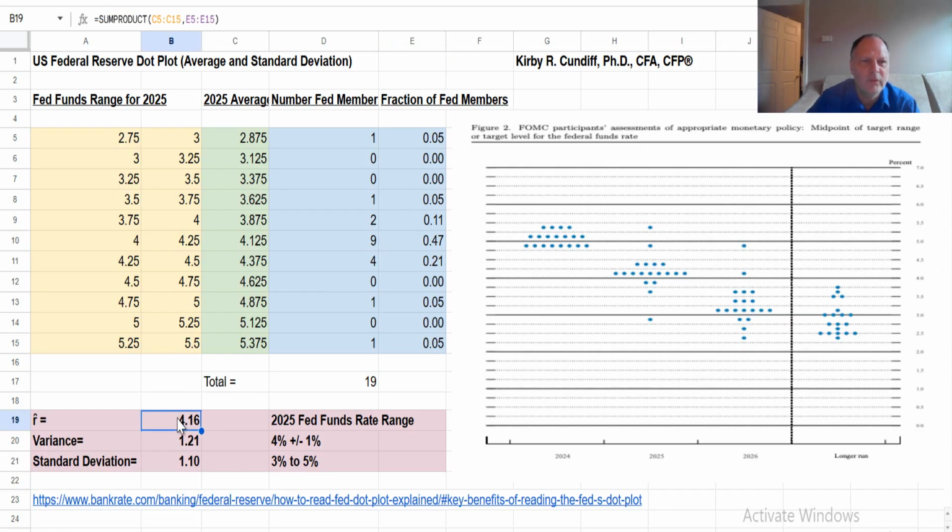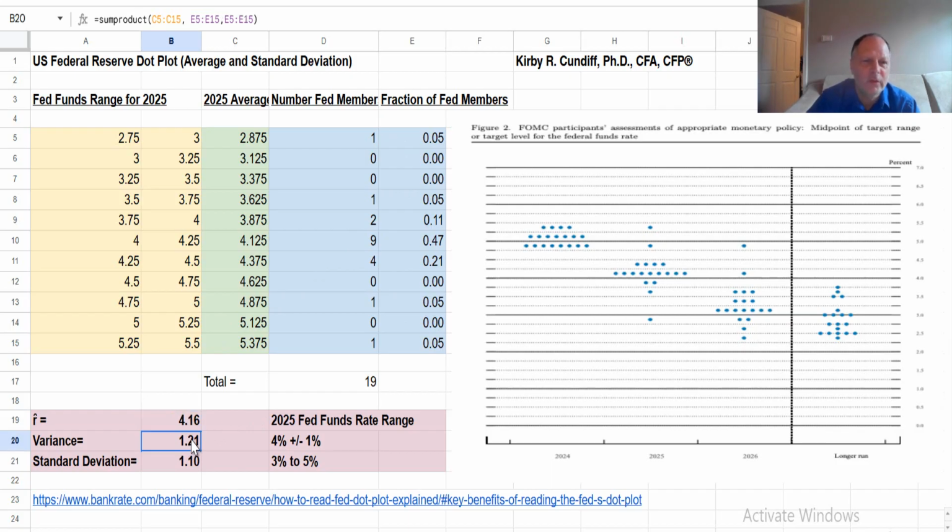To calculate the expected value, we use the SUMPRODUCT function, and the first component of this is C5 through C15, which is this column right here, the expected interest rates, and then we have equals SUMPRODUCT(C5:C15, E5:E15), where E5 through E15 are the probabilities here, and then we get an expected interest rate of 4.16% for the Fed funds rate at the end of 2025.